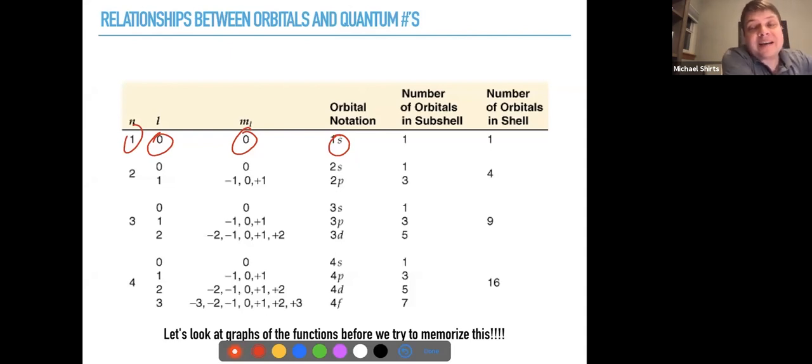I'm pretty sure you can guess how many orbitals are in the n equals 5 shell. That's as simple as that. Okay, and of course, there's 3 p orbitals, there's 5 d orbitals, and there's 7 f orbitals. But what I want to do, I think we should spend some more time looking at graphs of these functions, because that'll make it easier to memorize once we've got the visual pictures in our mind.